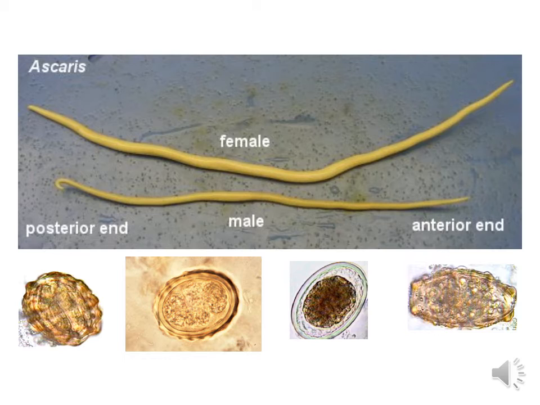The one to your right after that with a smooth eggshell, we call it decorticated because it lost the albuminous mammillated eggshell. And the one to your right, which is barrel-shaped, is an unfertilized Ascaris egg. So the common eggs which usually you see are the two to your left.